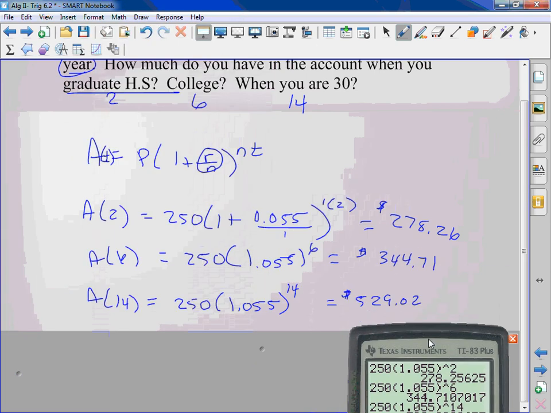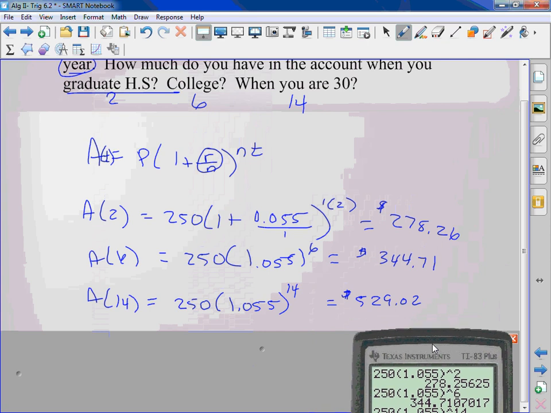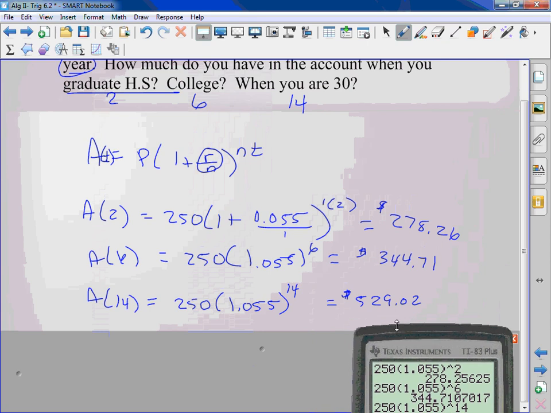But that's leaving money in there. You're not touching it. You only started with 250. I know it's only 14 years. You might put more money in there anyway. Right. Let's say, I got to see what my next example is.